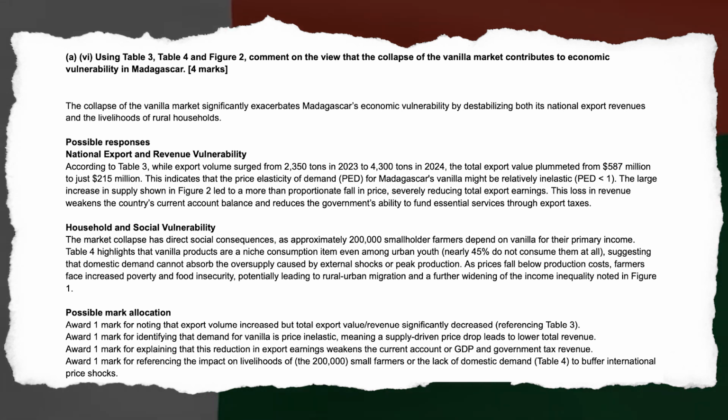Possible mark allocation. Award 1 mark for noting that export volume increased, but total export value or revenue significantly decreased, referencing Table 3. Award 1 mark for identifying that demand for vanilla is price inelastic, meaning a supply-driven price drop leads to lower total revenue. Award 1 mark for explaining that this reduction in export earnings weakens the current account or GDP and government tax revenue. Award 1 mark for referencing the impact on livelihoods of the 200,000 small farmers or the lack of domestic demand, Table 4, to buffer international price shocks.